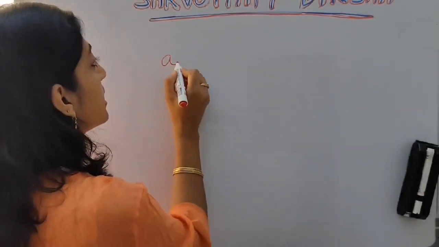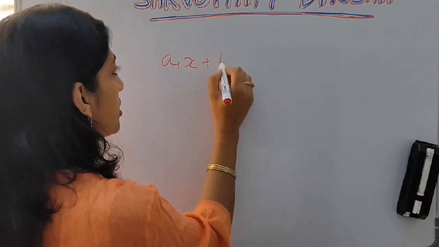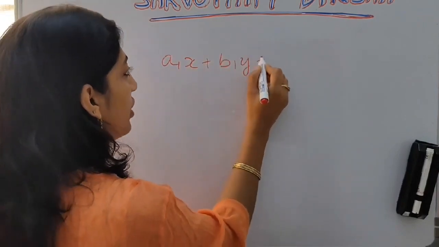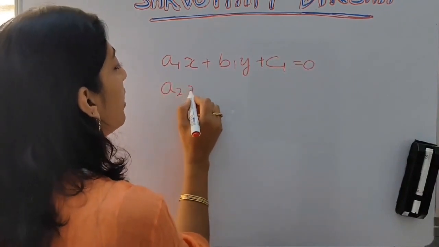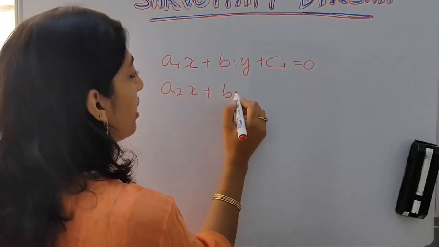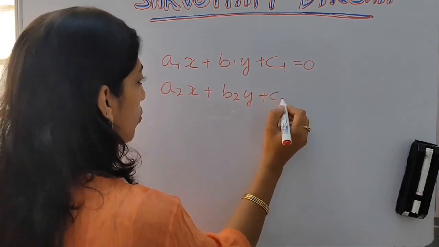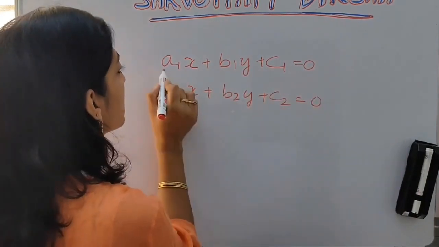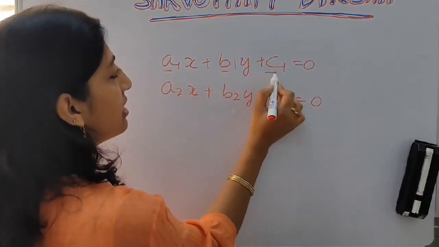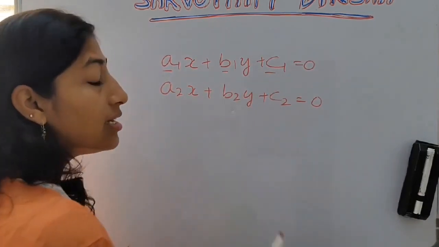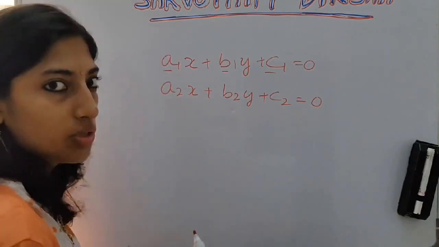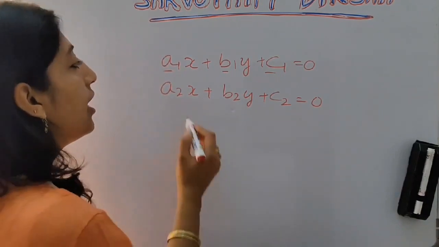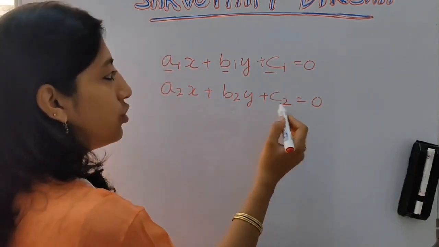Suppose I have two linear equations. Let us take standard linear equation. By standard linear equation, we mean that my linear equations will be in these forms only and coefficients can be anything, a1, b1, c1. I am taking it here as a variable. It can assign any value. Same goes with my second equation, a2x plus b2y plus c2.